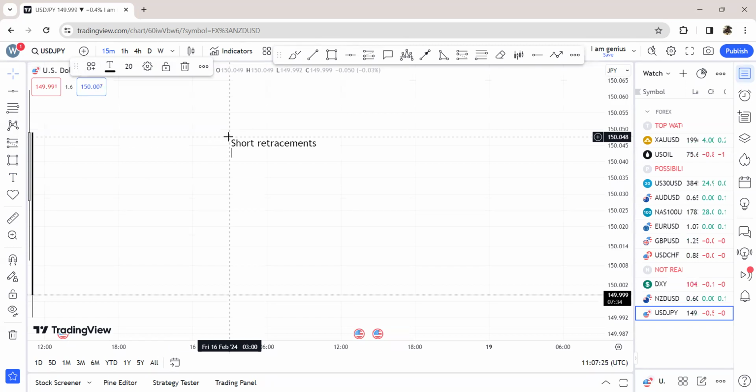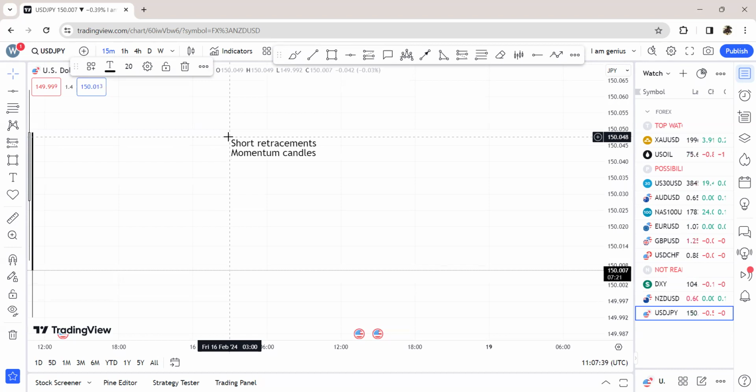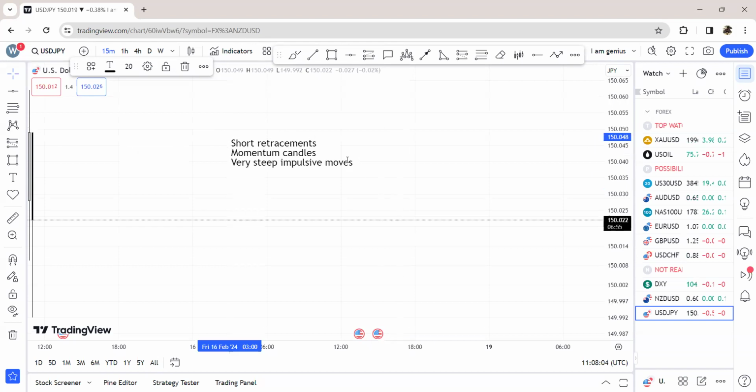Two, you need to have momentum candles. Three, you need to have very steep impulsive moves. Very steep impulsive moves. What that means is this.